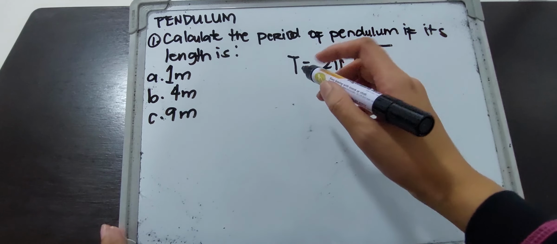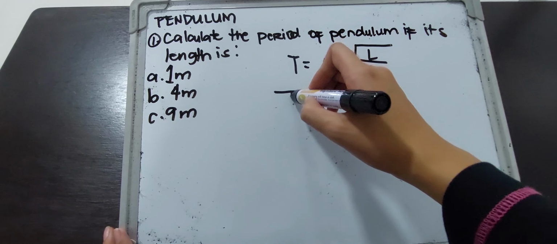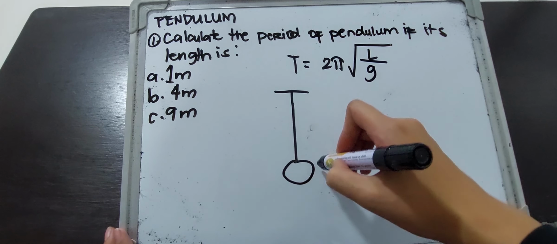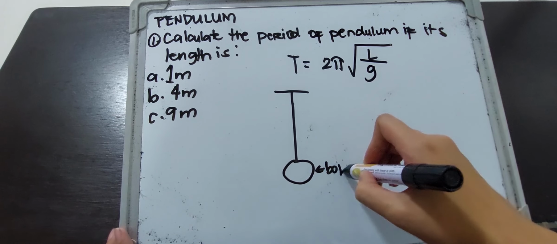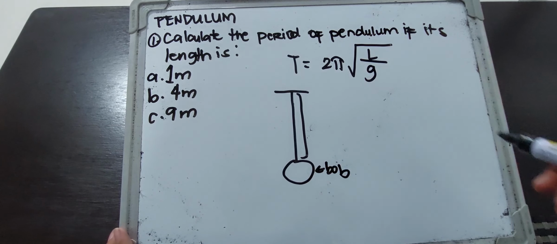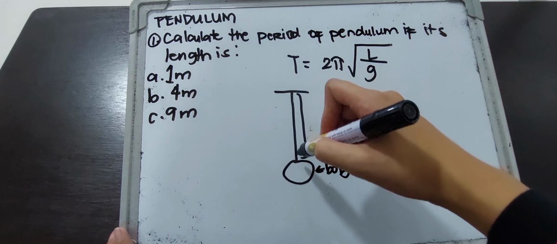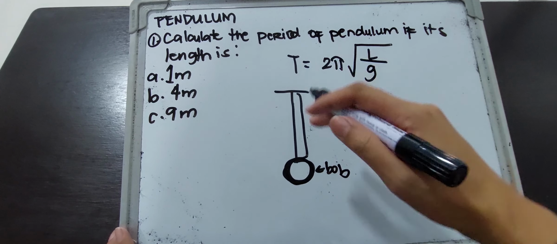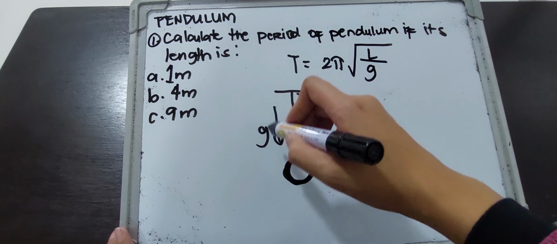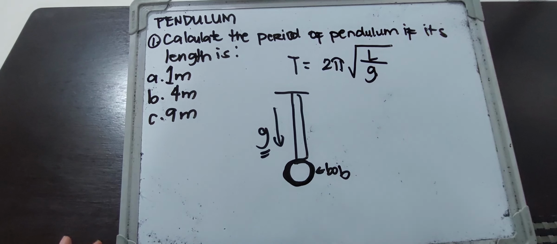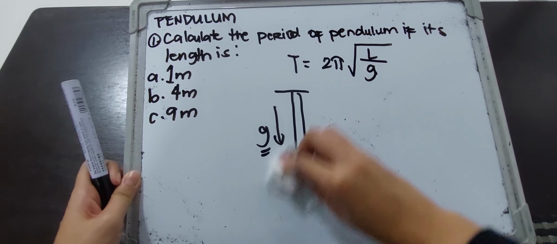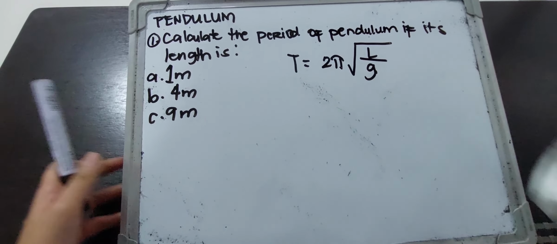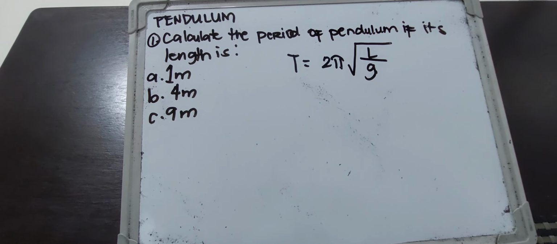Kasi di ba, kung matatandaan natin, yung pendulum, ayun yung bob na nakasabit using a spring. So, kaya siya napapanatiling nakababa is because of the action of gravity. Kaya kailangan natin sa formula yung ating value ng acceleration due to gravity. So now, let us solve for each period of pendulum pag iba-iba yung length.